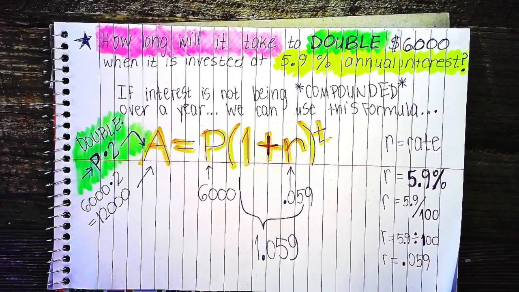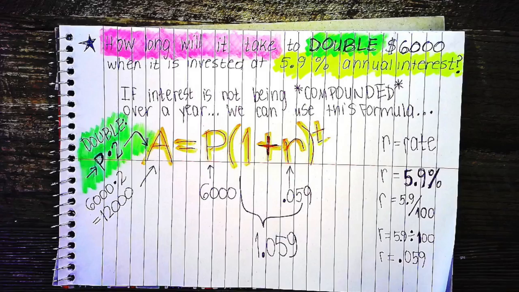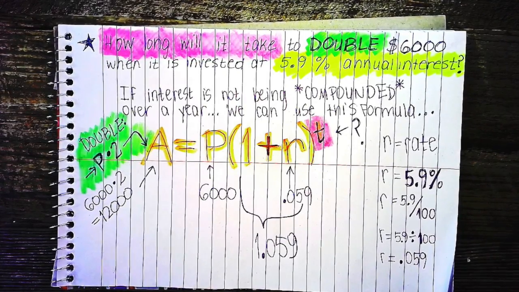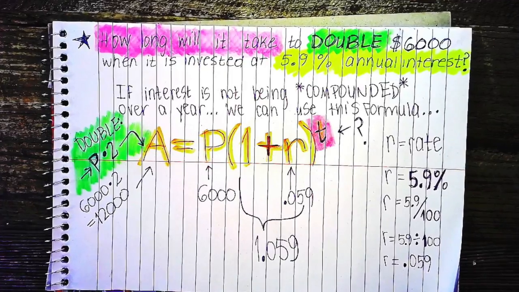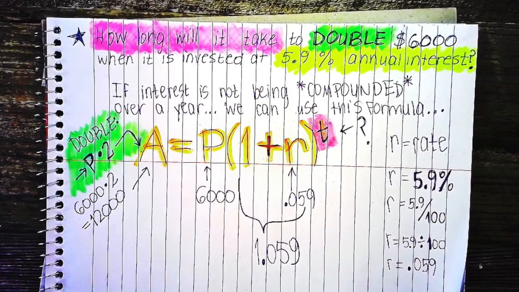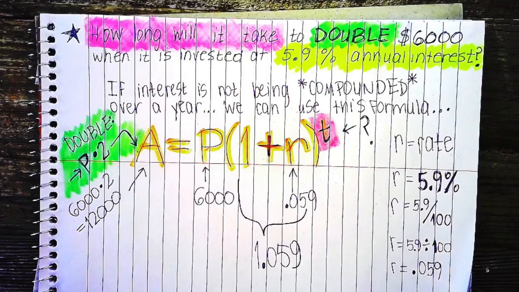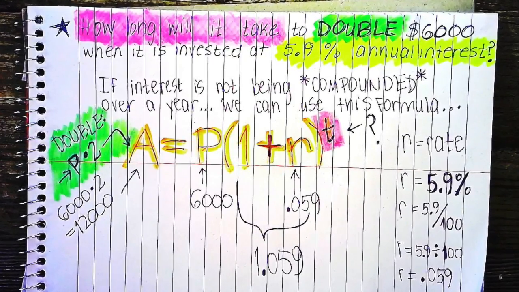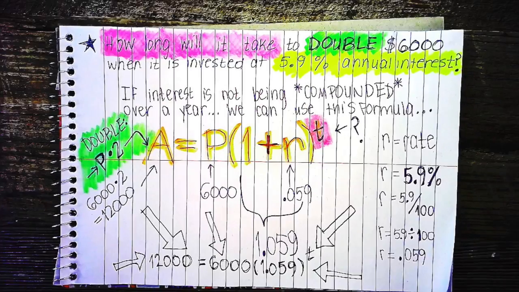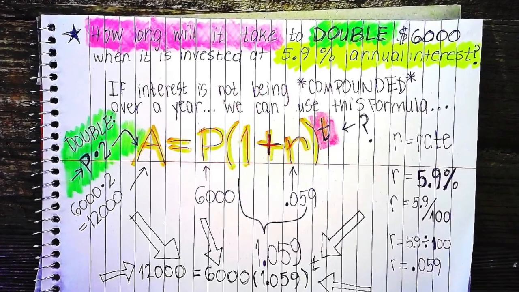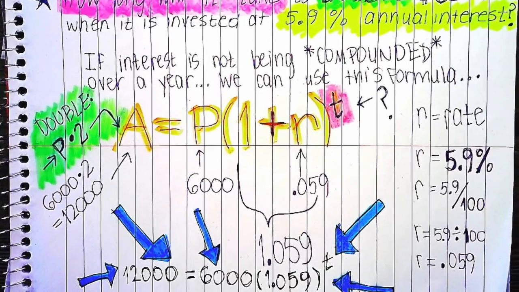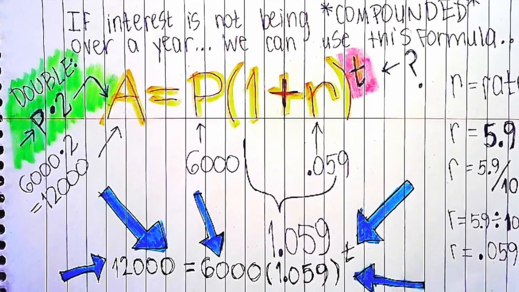The fact that the question says how long will it take tells me that I'm solving for T, or time. T is in the exponent, which means we'll use an inverse of exponential, which is log. If we take everything that we've gathered from the equation so far and fill it into the equation and rewrite it, we'll have 12,000 equals 6,000 times 1.059 raised to the T.